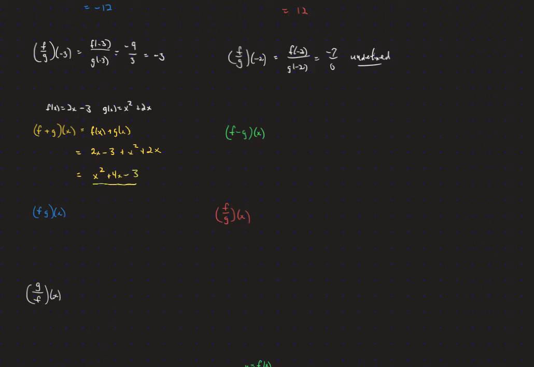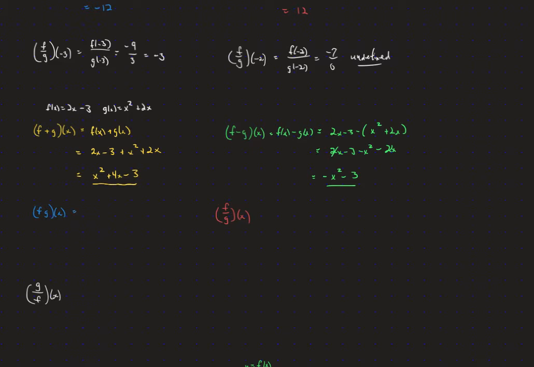So we create a new function out of two old functions. And for f minus g, we're going to take f of x minus g of x. We mostly have to be careful that we distribute that negative sign. So that's going to be 2x minus 3 minus all of g of x, which is our x squared plus 2x. So that is going to be 2x minus 3 minus x squared minus 2x. So those will cancel, and we'll get a negative x squared minus 3 is our new function.